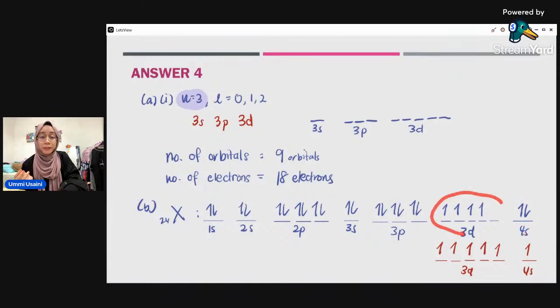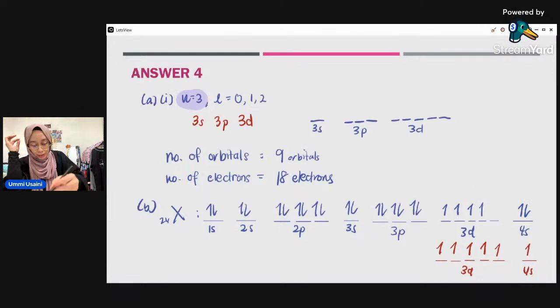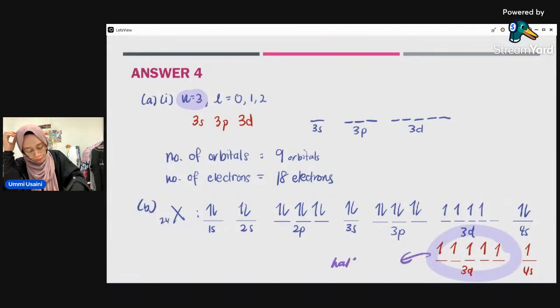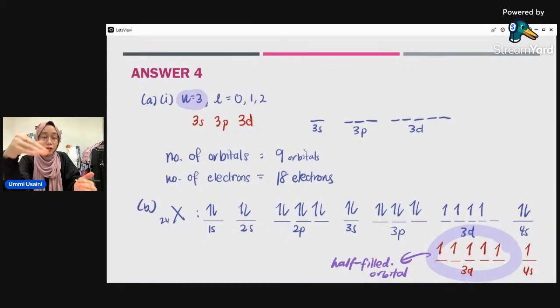However, 3D is partially filled. Partially filled with fully filled may be stable, but when you transfer one of the electrons into the 3D orbitals, you will achieve a higher stability. This one here is what we call the half-filled orbital. A half-filled orbital is way more stable compared to a partially filled orbital. So for a case like this, you have to write down the actual electronic configuration. You cannot use the predicted one.